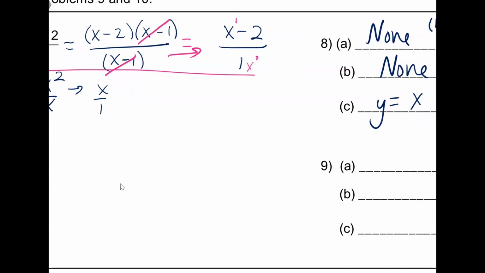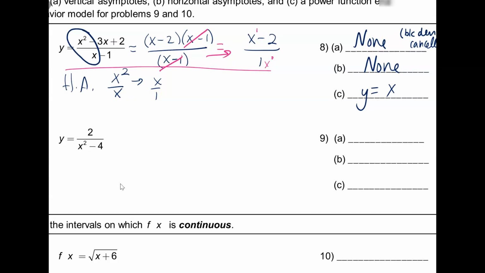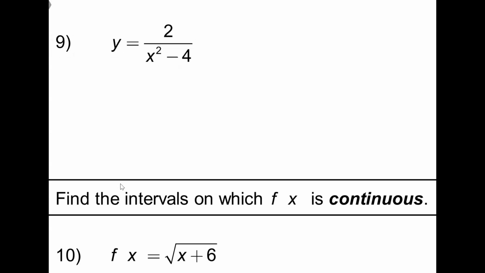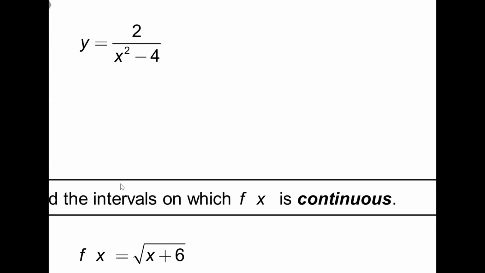So I'm just left with y equals x. Let's do another problem to practice. I think I'm on Elliot now. First things first, A. We need to simplify first. So it's y equals 2 over x minus 2 over x plus 2.